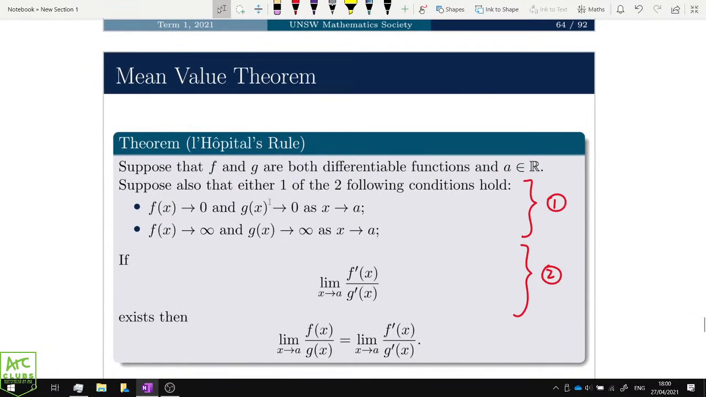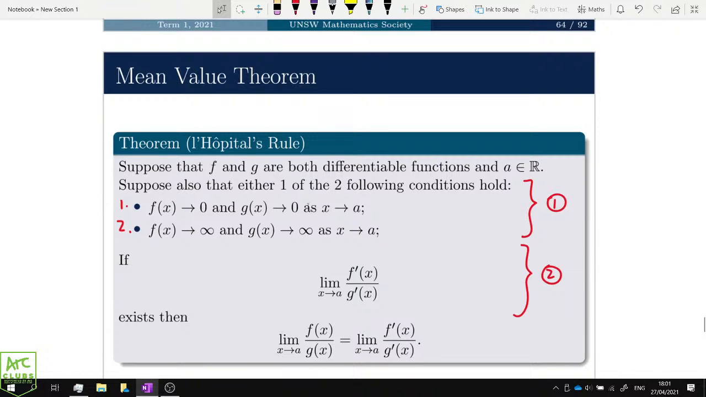Now moving on. L'Hopital's rule: suppose that f and g are both differentiable functions and a is a real number. Suppose also that either one of these two conditions, condition 1 or condition 2, holds true. And our second condition is that this particular limit has to exist. Then we can say that the limit of f(x) over g(x) as x approaches a is equal to the limit of f dash x over g dash x as x approaches a.